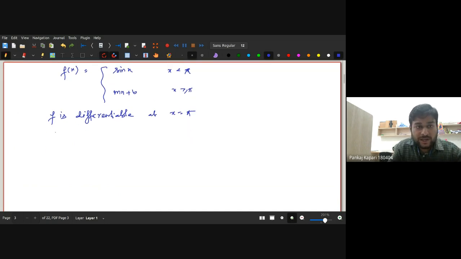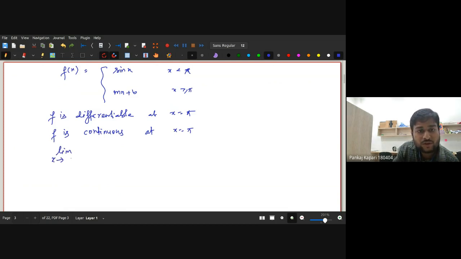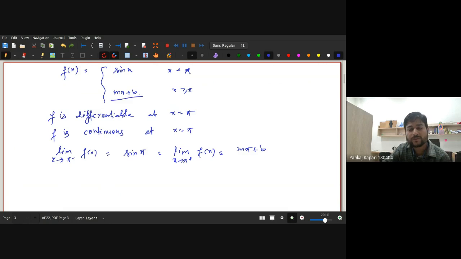Now, since f is differentiable at x equal to pi, f is also continuous at x equal to pi. Okay, now since f is continuous at x equal to pi, that means the right hand limit and left hand limit of this function must be the same. So the left hand limit of the function must be sin pi, and it should be the same as the right hand limit as x tends to pi plus of our function, which must be m pi plus b, right? Because on the right hand side the function is given by mx plus b.